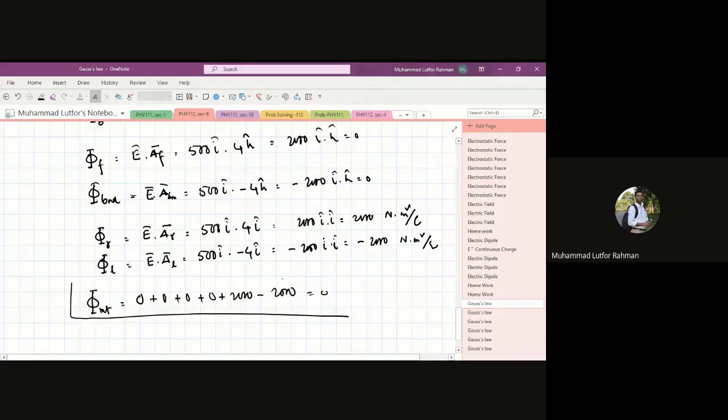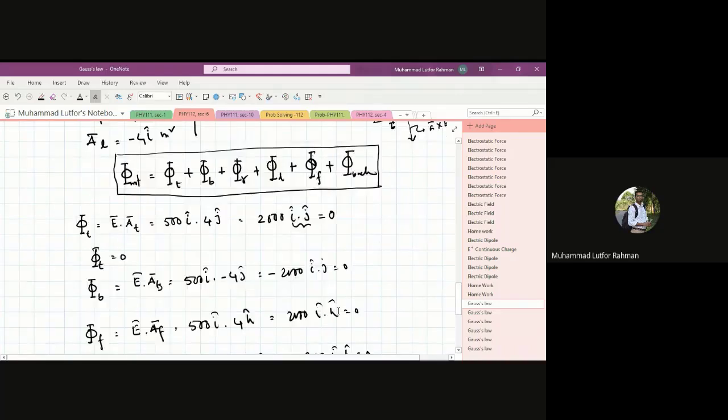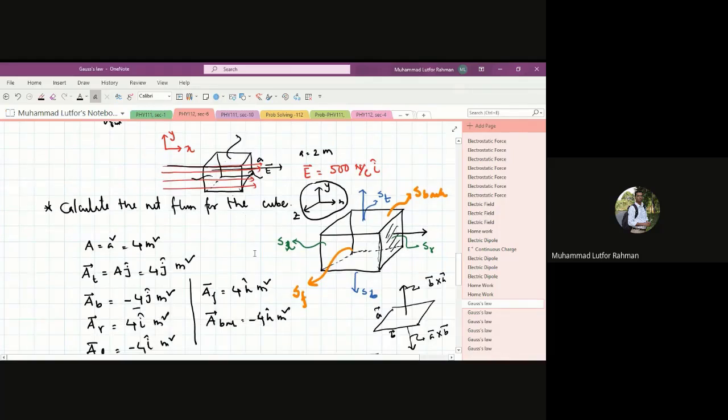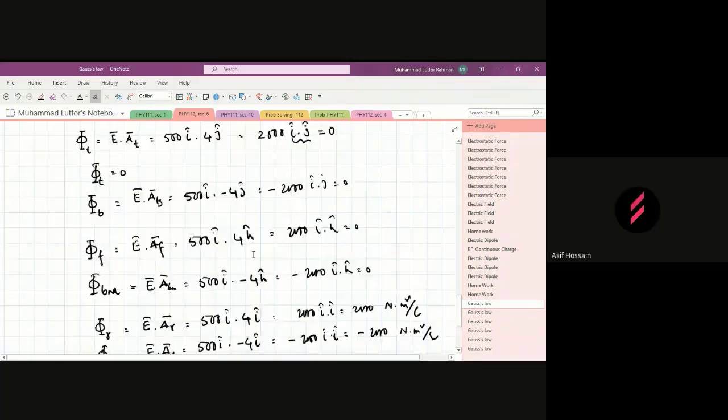Why it is 0, you can also explain in another way. Whatever electric field lines come into the cube through one surface also go out from the other side. So there is no scope for the electric field lines to pile up inside the cube, since there are no charges. That's why the net flux through this cube is basically 0. That's why I'm asking you: without doing that calculation, if you closely observe, you can also say what the flux is in this case.